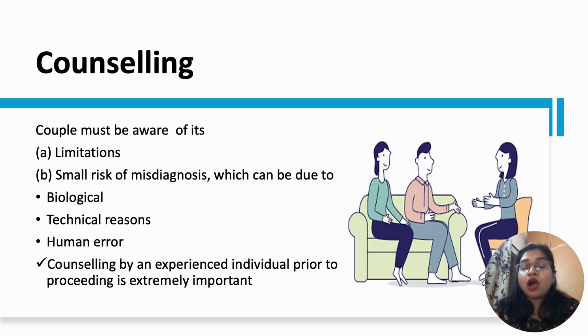Next comes counseling. Counseling is one of the most important parts of PGT. Whenever we are thinking of doing PGT, we should do a proper counseling of the couple. The couple must be aware of the limitations of PGT. There is a small risk of misdiagnosis, which can be because of biological reasons like mosaicism. There can be some technical reasons or human error, and this counseling should be done by an experienced individual prior to proceeding.